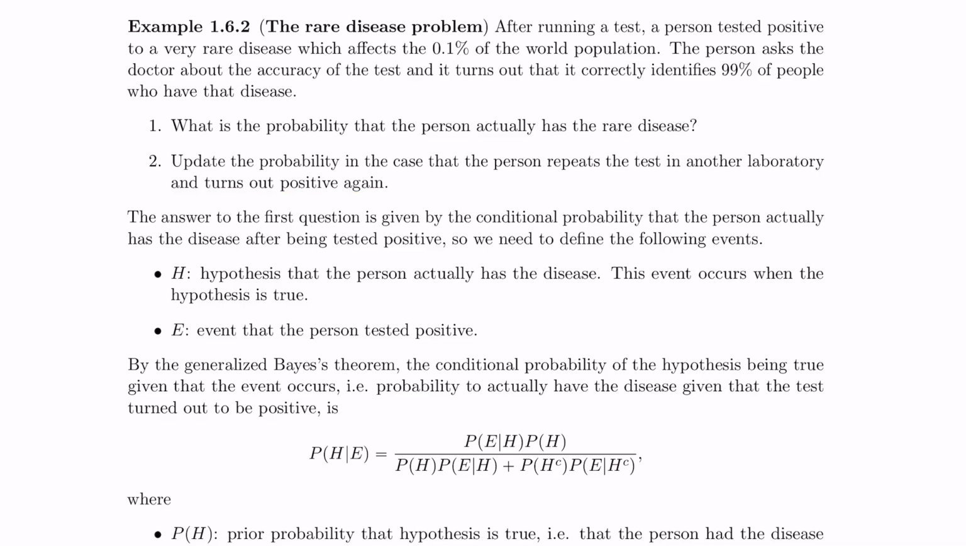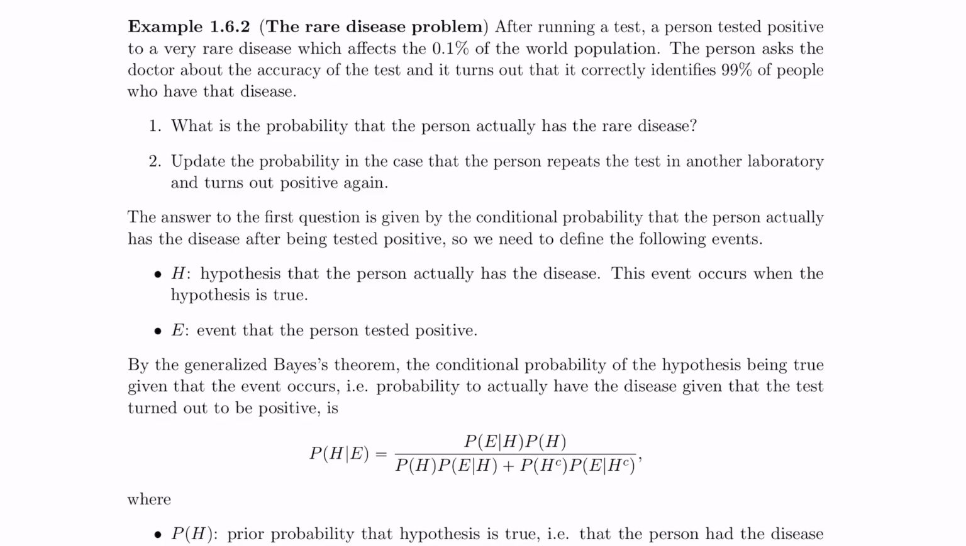Using the mathematical language of probability, we have that the answer to the first question is the conditional probability that the person actually has the disease after being tested positive. So we need to define the following 2 events. The first event, usually indicated with the letter H, is the hypothesis that the person actually has the disease. This event occurs when the hypothesis is true. The second event, in general indicated with the letter E, is the fact that the person has tested positive.